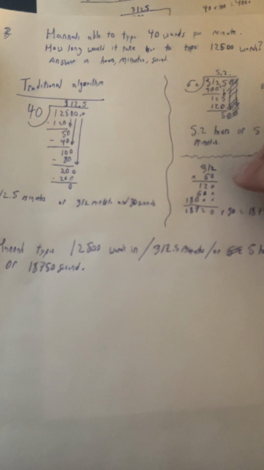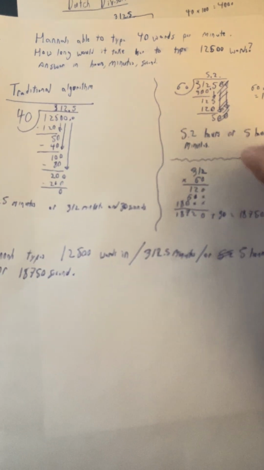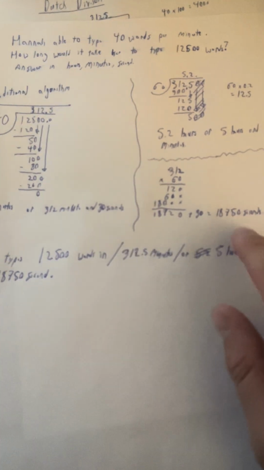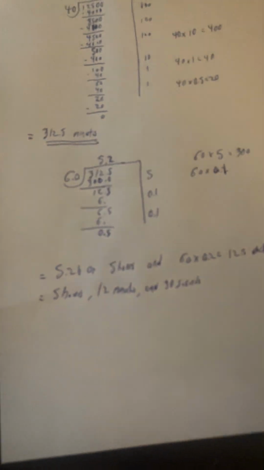So to find seconds, we do 312.5 times 60, and that gives us our seconds, which would be 18,750. Everything was under a day, so I can also write that it took less than 1 day.